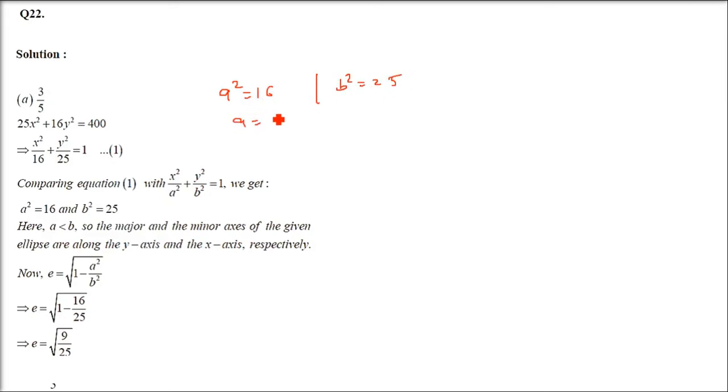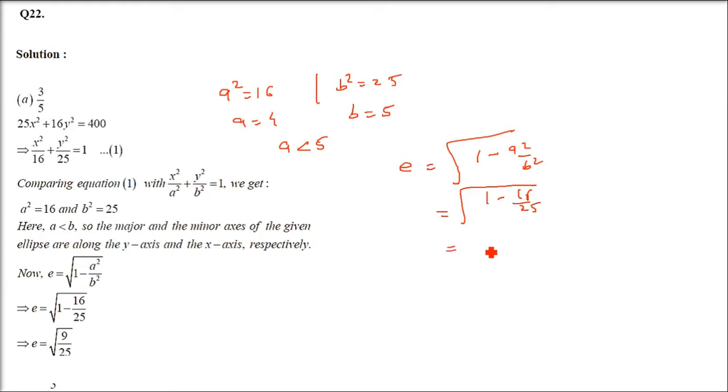A is under root 16, which is 4. B is under root 25, that is 5. So A is less than B, and eccentricity will be under root 1 minus A square by B square. In place of A square you put 16, B square you put 25. That is 25 minus 16 by 25, 9 by 25, under root 9 by 25. So that is 3 by 5. So A is the correct option here. For the 22nd, A is the correct option.